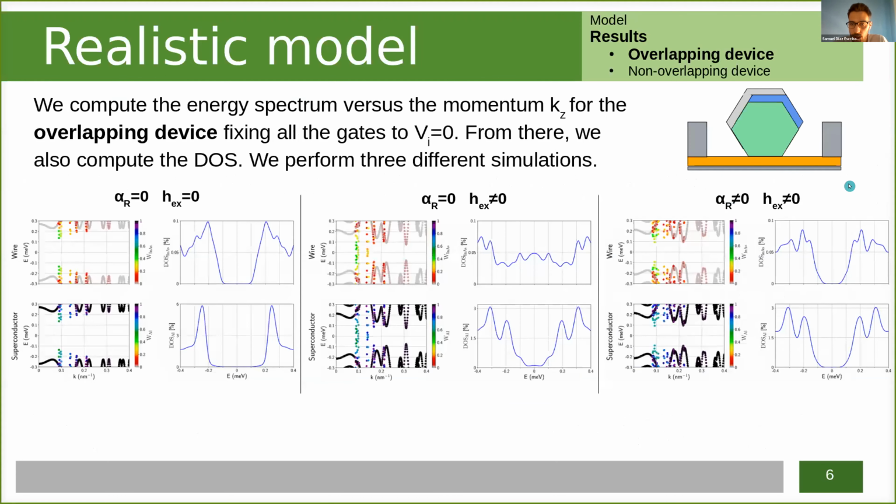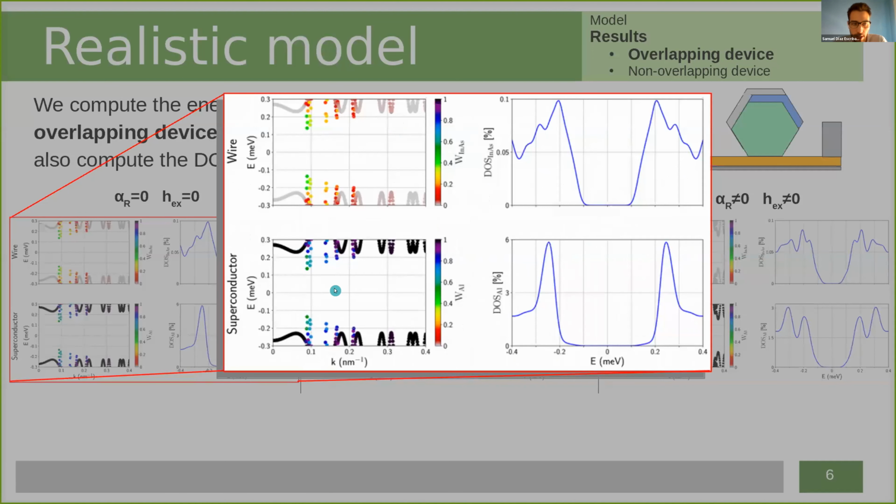And this is what we do here for the overlapping device for 3 different cases. First, when the spin-orbit coupling and the exchange field are turned off, and then we study what happens when we switch on the exchange field first and then the spin-orbit coupling. So let's focus first on this plot. This is the case where the spin-orbit coupling and the exchange field are turned off.